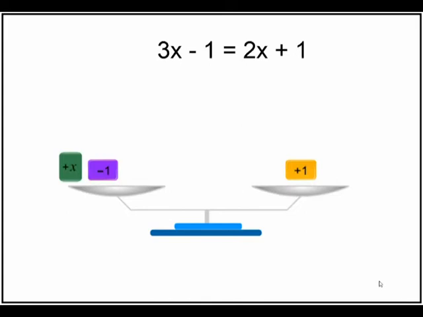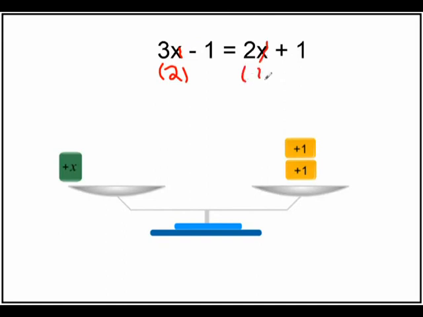Now I can solve it just like a regular equation. I need to get this x on the left by itself. I'm going to cancel out the negative 1 by adding a positive 1 to make a 0 pair, and then also add a positive 1 to the other side of the equation. On the side with the x, the positive and the negative cancel each other out because they make a 0 pair. X equals 2.